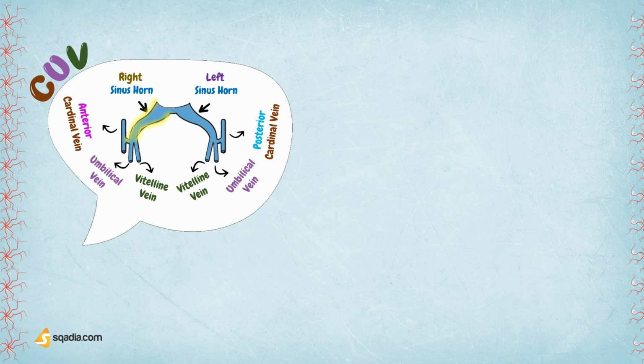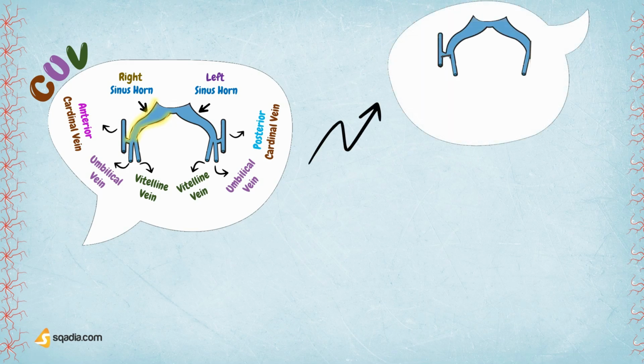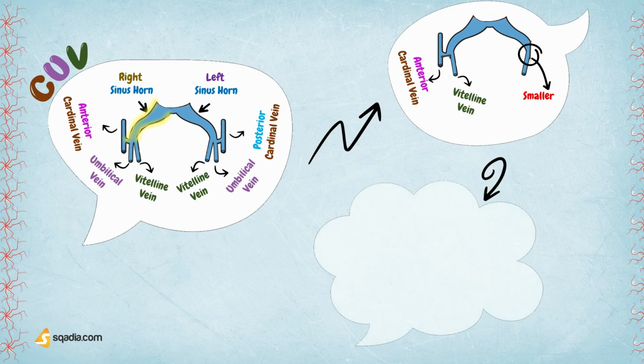Now, venous drainage becomes prioritized to the right side of the embryo. If venous drainage becomes prioritized to the right side of the embryo, then what will happen to the left sinus horn? Well, the left sinus horn becomes smaller and less significant. This is the anterior cardinal vein, and this is the vitelline vein. Now, as we have discussed, the left sinus horn becomes smaller and less significant.